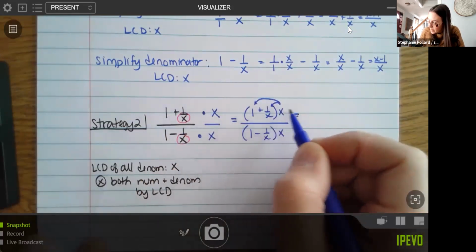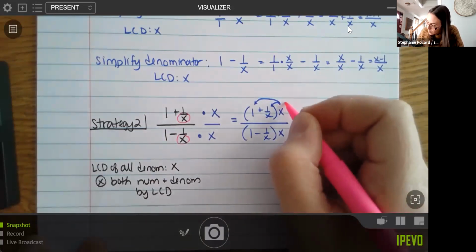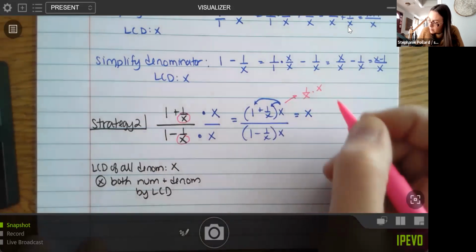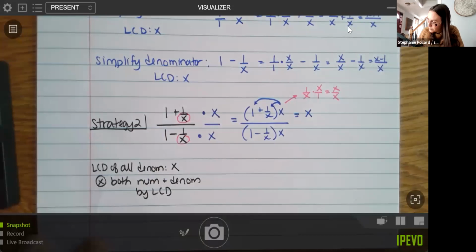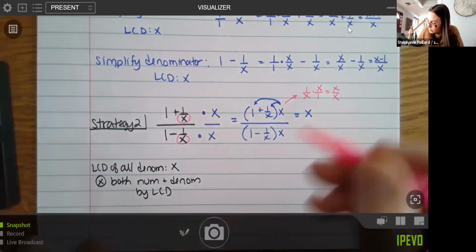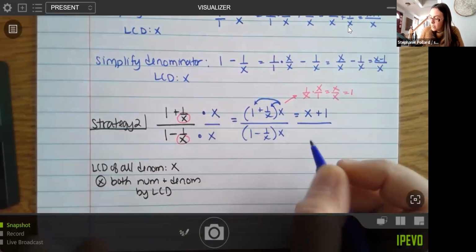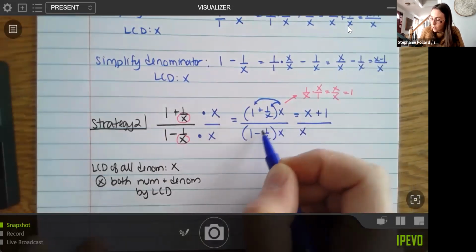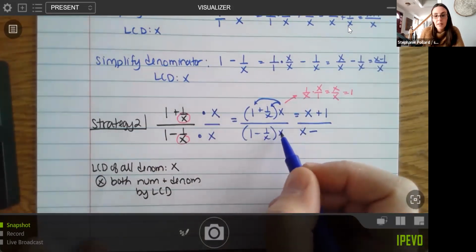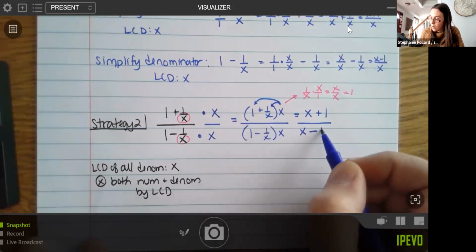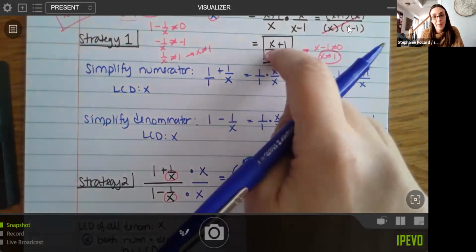So 1 times x is x. And then here, just be careful. You have 1 over x times x, which is x over 1. So you get x over x. And x over x is just 1. Similarly, here you have x, and then you're going to get a minus 1 over x times x. So those x's are going to cancel, and you get a 1. Now you can see here that we have the same exact answer that we did up here.